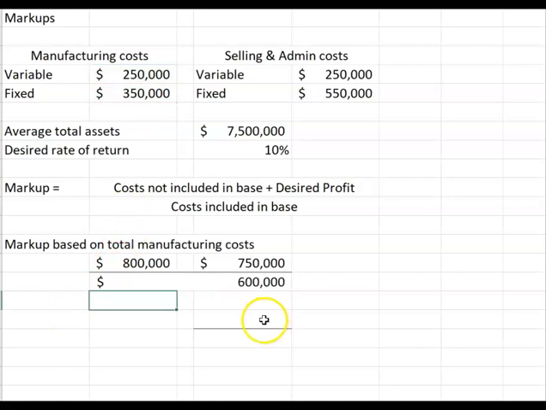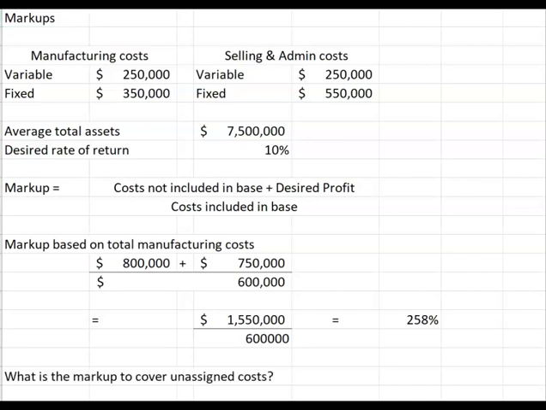So the costs not included in the base, the selling and administrative costs plus the desired profit, comes to 1,550,000. Divide that by the total manufacturing cost, because that's the base. And we get, as a result, when we divide 1,550,000 divided by 600,000, 258% would be our markup percent. Okay. Break that down and figure out how much is the markup to cover the unassigned costs.